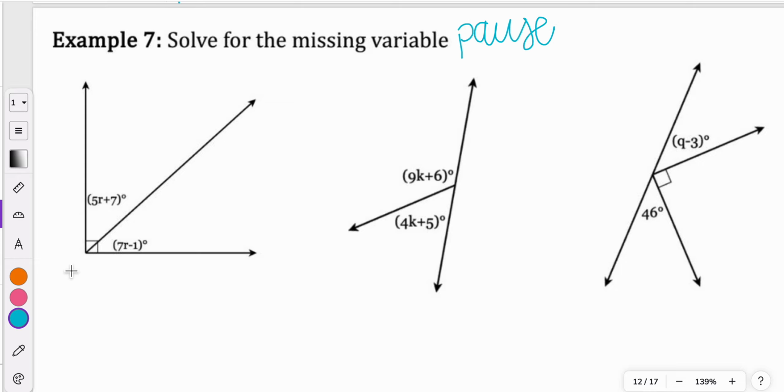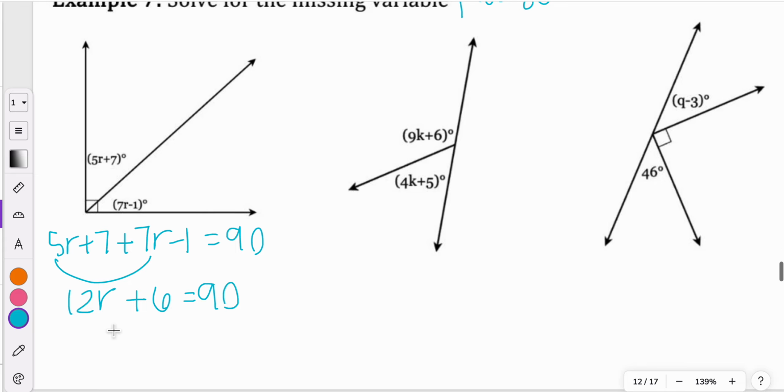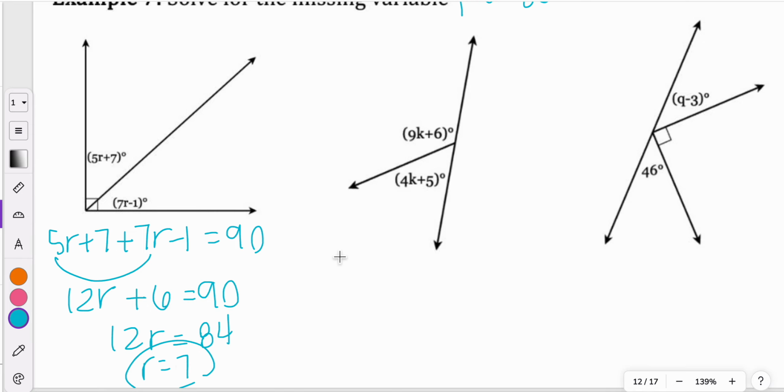All right, so the first one, these are complementary. So we're going to set 5r plus 7 and 7r minus 1 equal to 90 degrees. Combining like terms, 12r plus 6 equals 90, or 12r is equal to 84. So that means r is equal to 7, and we're just solving for the missing variable, so I don't have to plug that back in.